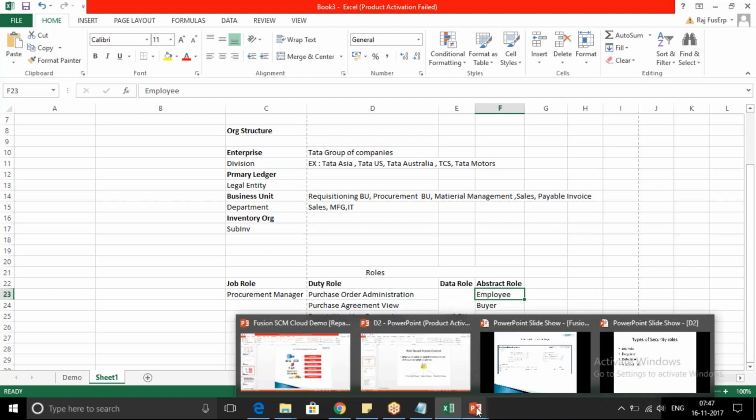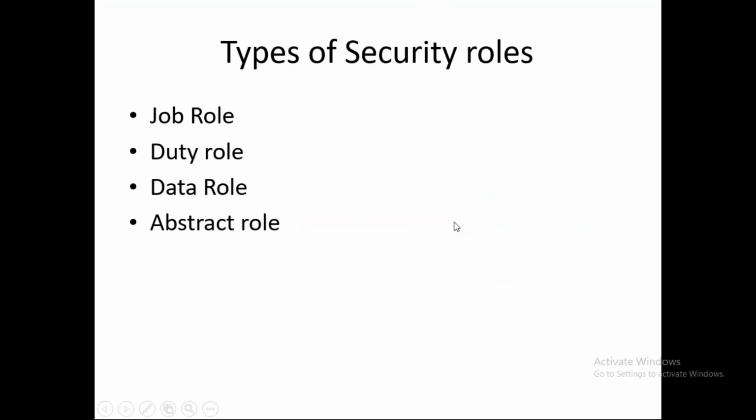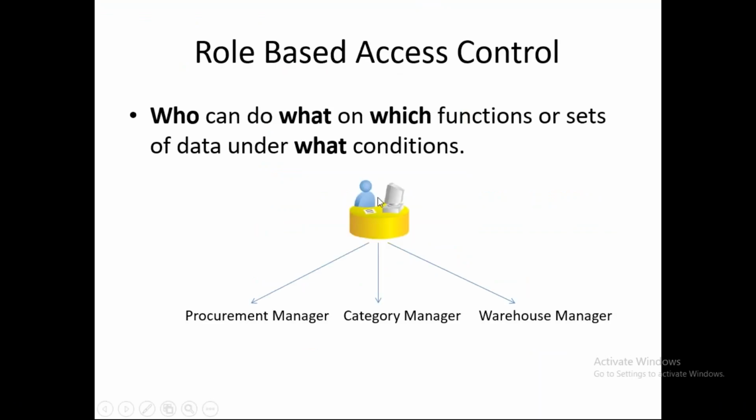Just let me take you through one of the slides which will give you the answer to it. So now you can see it here, right? The person sitting here is a procurement manager, category manager, and also sometimes a warehouse manager. These are all job roles which have relevant duty roles associated to them, which have some privileges, and they are obviously restricted to some set of data.